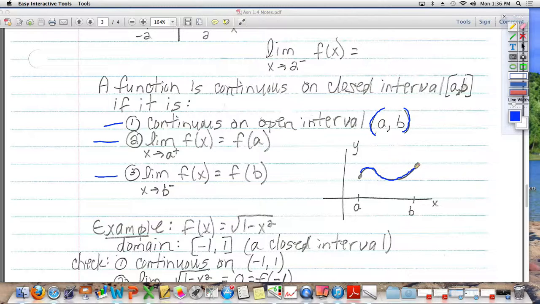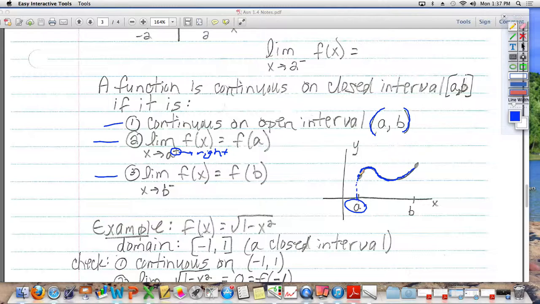You have to be able to take the limit of the function, so this graph right here, the limit as you approach A, here's A, from the, what does that plus sign mean? Right. From the right. As you are approaching from the right, I am heading in toward this point. The limit would be whatever the y value is here. Is that the same as the value of this function when I plug A in? So when I put A in, I get that point. Is that point the same as the limit as I am headed in from the right? Yes. So this is also met.